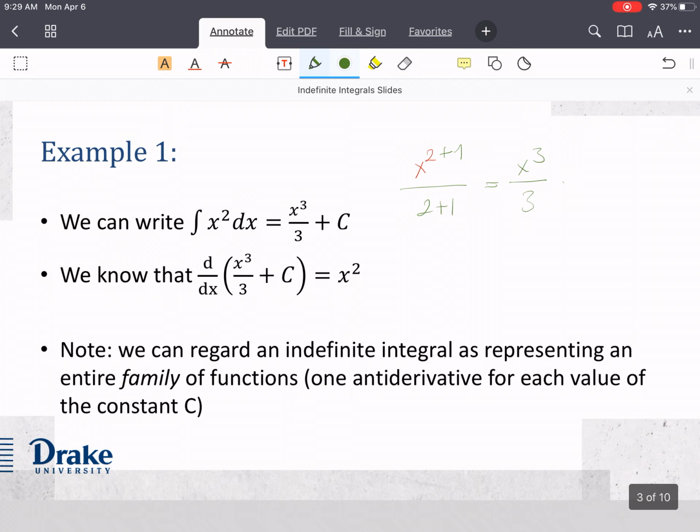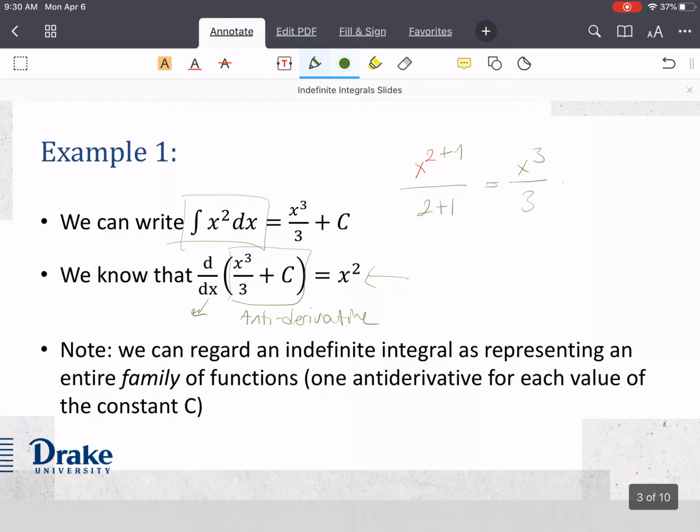And if we were to take the derivative of this antiderivative, or we can call it the indefinite integral, because it's the same thing as this left side, we go back to the original function, x squared. Again, here we're explicitly seeing that integrals and derivatives are inverse processes.